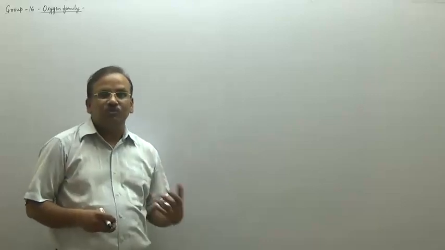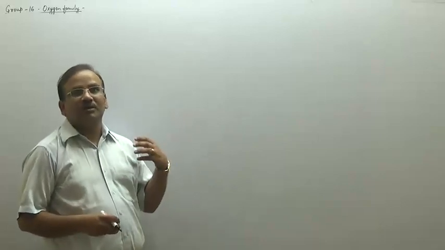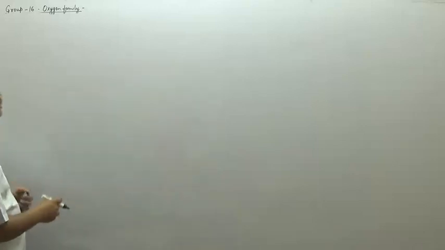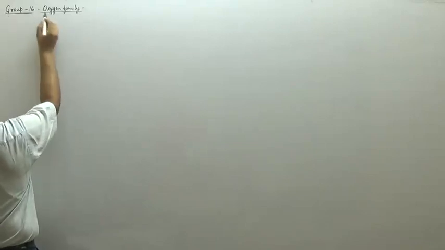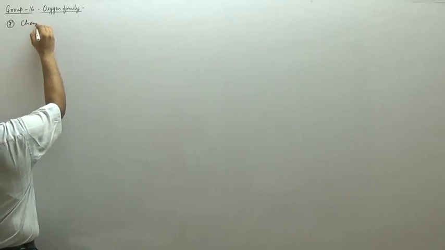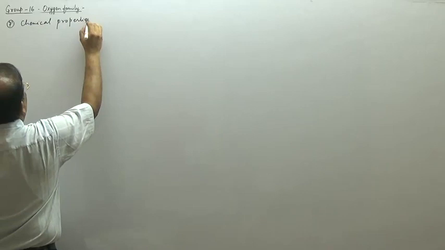Suppose we are having H2S, it will convert into H2SO4. It shows maximum oxidation. Why is it so? Because of its strong oxidizing character. So we used to say that in case of ozone, we write it like this. So we are going to discuss the chemical properties of ozone.